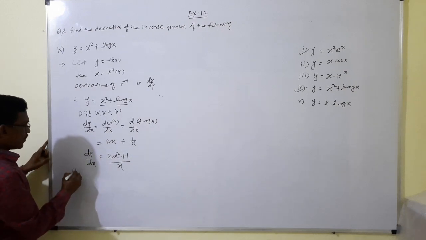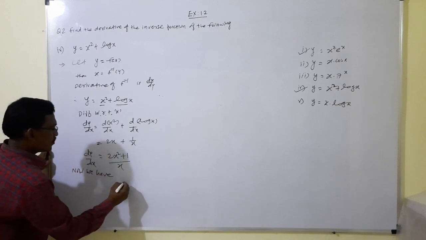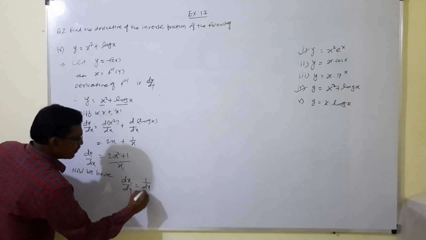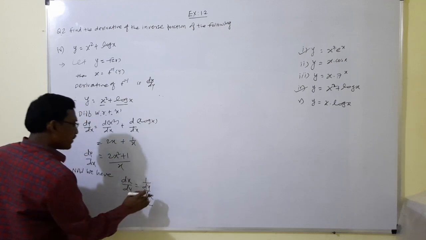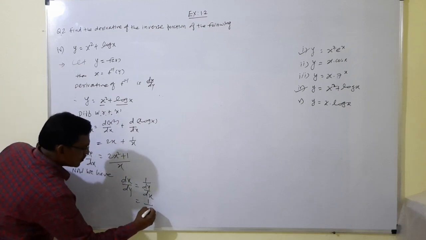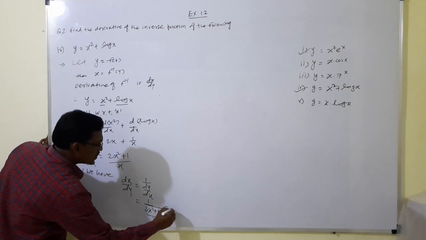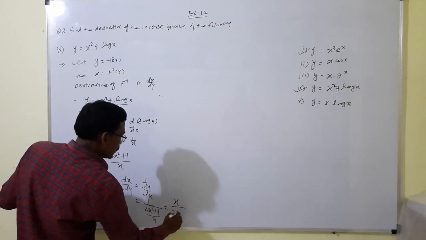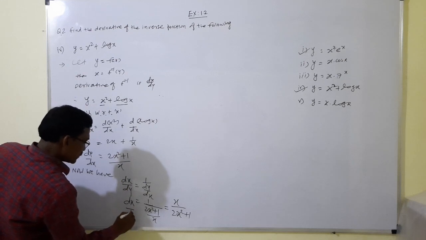That's why we have dx by dy is equal to 1 upon dy by dx, is equal to 1 upon 2x plus 1 by x. Taking the reciprocal and simplifying, this is x upon 2x square plus 1. This is the derivative of the inverse function.